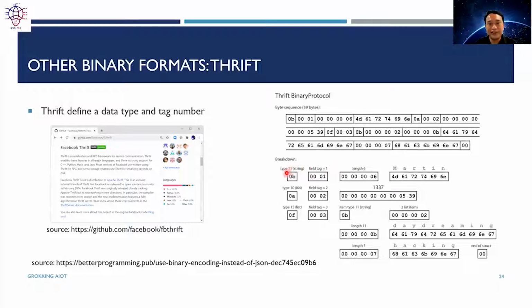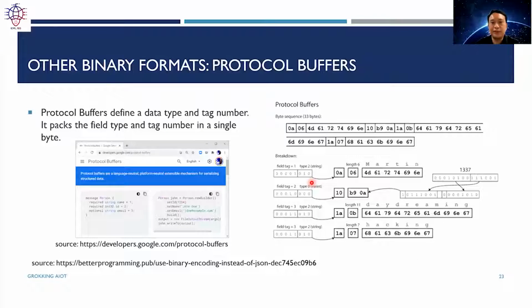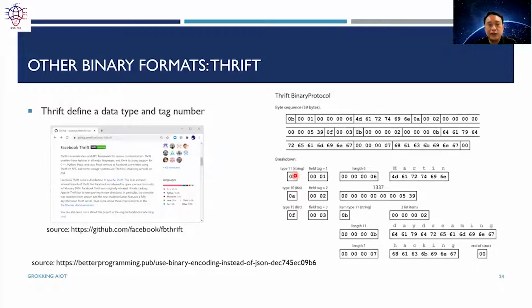It is still tag length value encoding, but the tag has a separate one for the type. Just like protocol buffers, there's a compact form of this Thrift protocol, where the type can be combined together with the field information. So you end up with something like protocol buffers, where the field type and the tag are combined. This is the non-compact form, which has both the type and the tag separate.